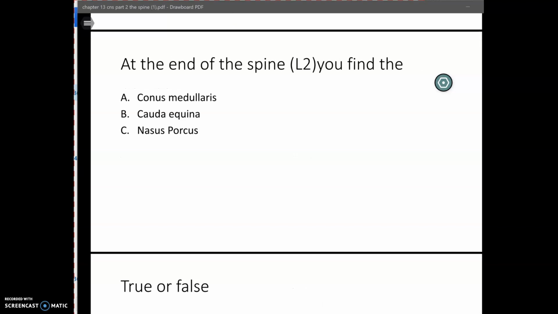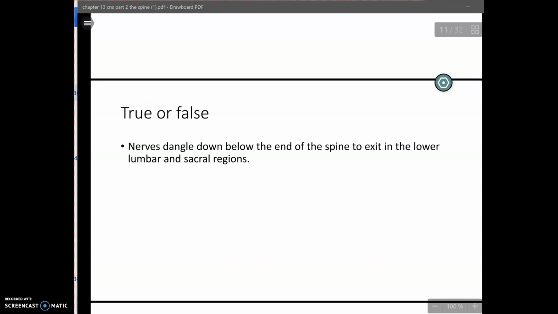So what do you find at the end of the spine, which is at L2? Conus medullaris, cauda equina, or nasus porcus. So medullary cone, horse's tail, or pig's nose. This is what is at L2. These are the nerves that are dangling down in the vertebral foramen. And that's a pig's nose. True or false? Nerves dangle down below the end of the spine and exit in the lumbar and sacral regions. True. And that's the cauda equina.